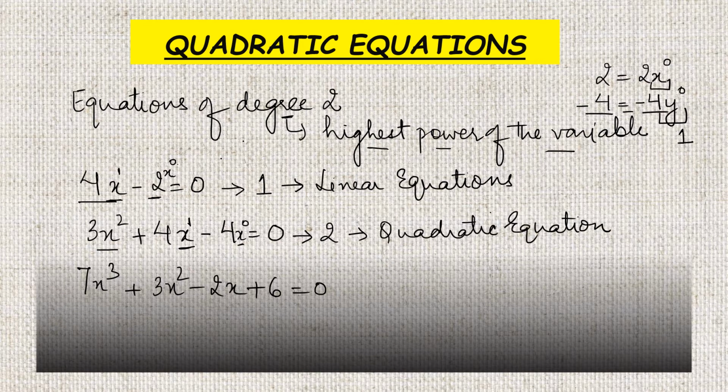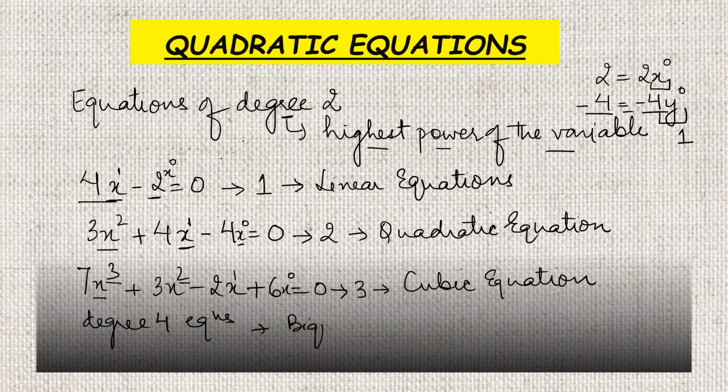What is the degree of this equation? Power 3, power 2, power 1, power 0. So the degree is 3, highest power of the variable x is 3. So this is called a cubic equation. Then we have degree 4 equations also. They are given the name biquadratic equations and so on. So the equations of degree 2 are called quadratic equations.